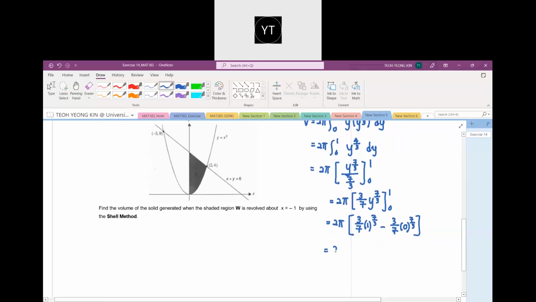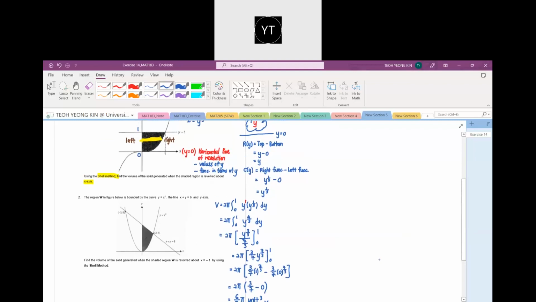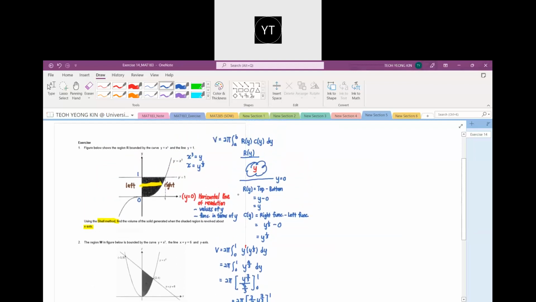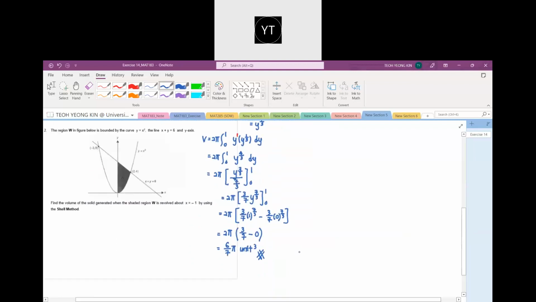So here is 2 pi in the bracket 3 over 7 minus 0. Finally, we should have 2 times 3 over 7, which is 6 over 7 pi unit cube. So here is the answer for exercise 14, question number 1: 6 over 7 pi unit cube.